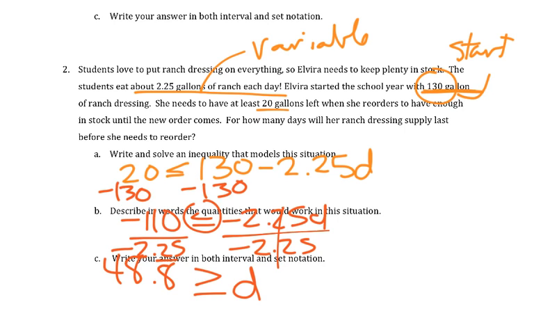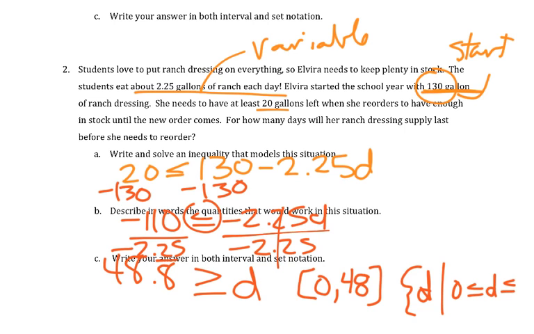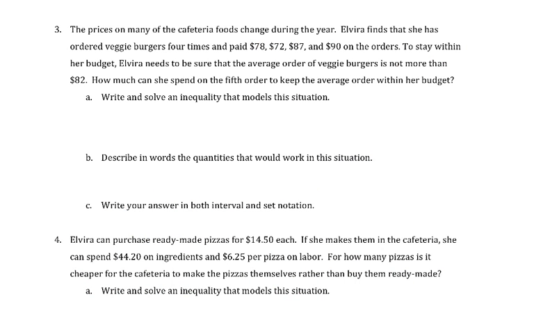So again, if we were to do interval notation, we'd start at 0 because negative days don't make sense. And we'd go till 48, because she probably wants to order on the 48th day. Set notation for our d: 0 is less than or equal to d is less than or equal to 48. There's 2. All right, let's take a look at the next one.